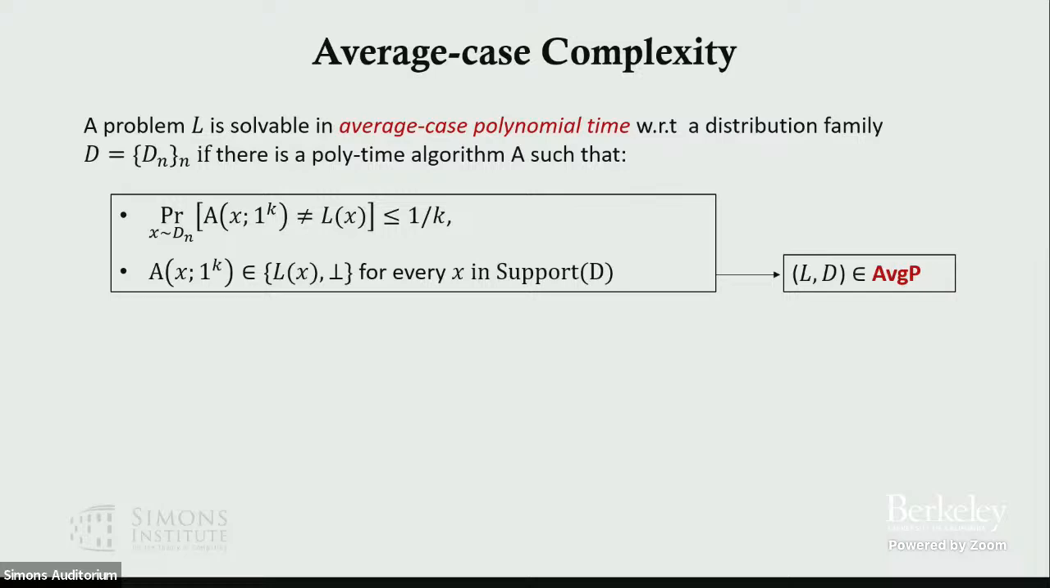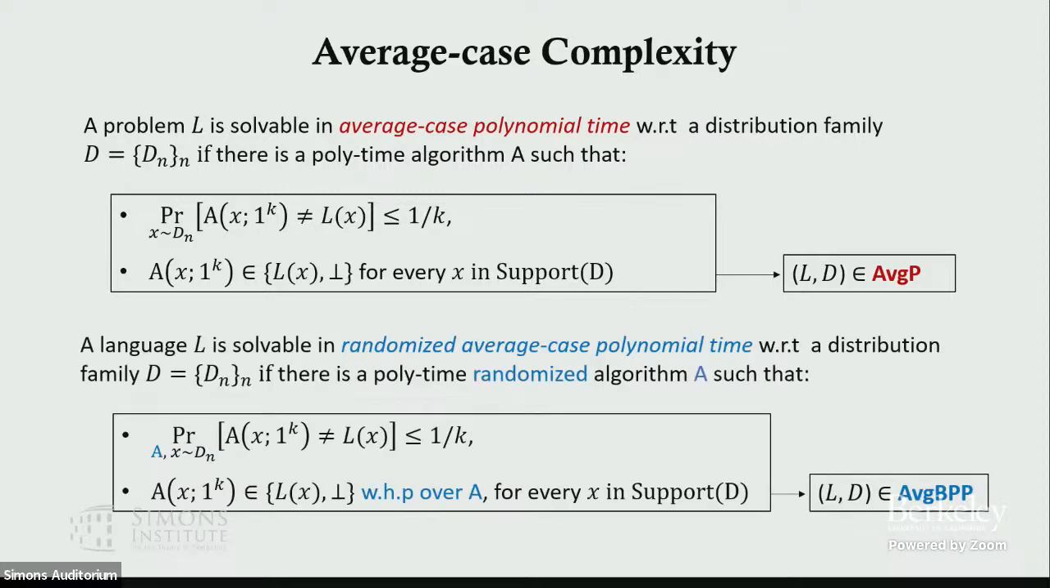That's the second condition. And the first one is that for most strings sampled from the distribution, the probability that it will give you the fail symbol is small. And small with respect to an input 1 to the k. So it's like an algorithmic scheme. It's an errorless algorithmic scheme for the pair L and D. And that's average P. We can also define a randomized version called average BPP. The definition is a natural generalization, so I'm just going to skip it for now.